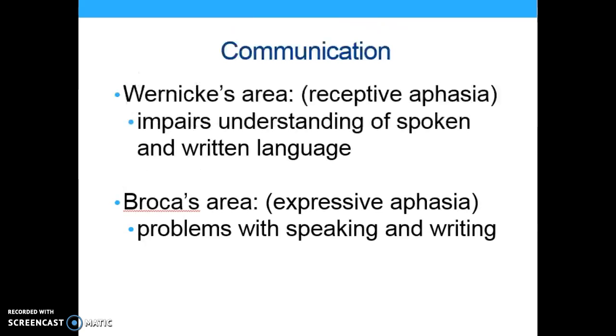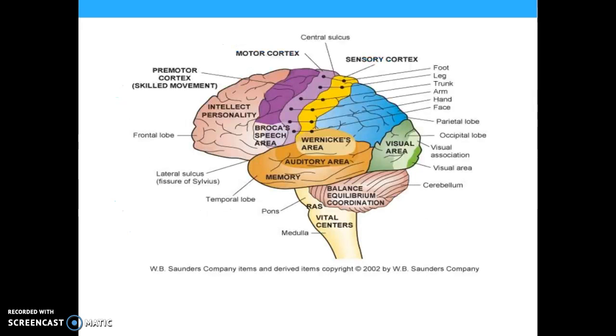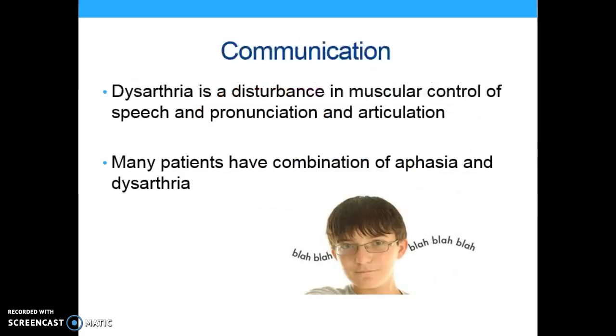In regards to communication, if Wernicke's area is affected, we might have impairment in understanding of spoken and written language. If Broca's area is affected, they may have problems with speaking and writing. And then this is just more of a visual. Again, in regards to communication, dysarthria can happen, which is a disturbance in muscular control of speech. They are unable to pronounce and articulate themselves well, so they know what they want to say, they just really can't get it out.